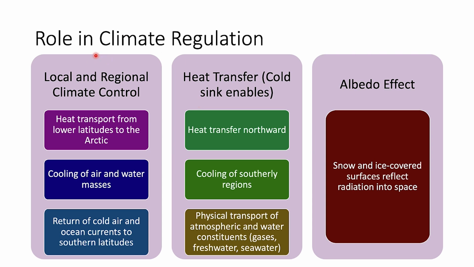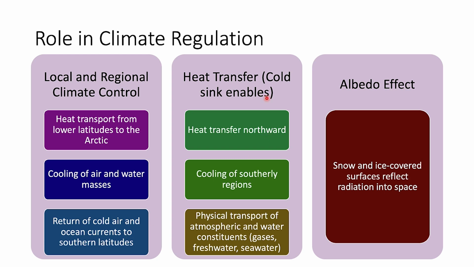And when we look at the role in climate regulation, there are three major things we can look into. One is the local and regional control. Here the heat transport from lower altitudes to the Arctic happens, and also cooling of air and water masses occurs in the Arctic region. Then there is the return of cold air and ocean currents to southern latitudes. So that is how the air circulation gets affected because of the change in the Arctic region.